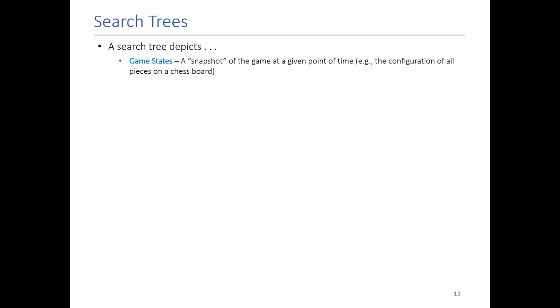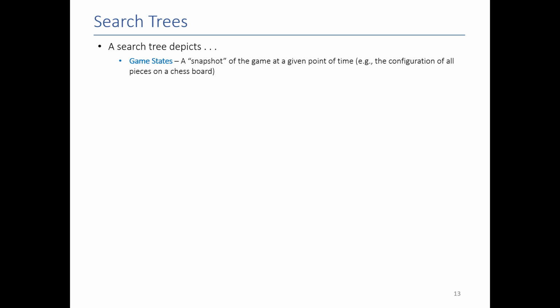The third and final technique we're going to talk about in this class is called the search tree. A search tree is nothing more than a way for us to visualize all the possible decisions that an AI has to consider at a given point in time. So a search tree basically depicts two things. The first is the game state, and you could think of a game state as a snapshot of the game at a given point in time.